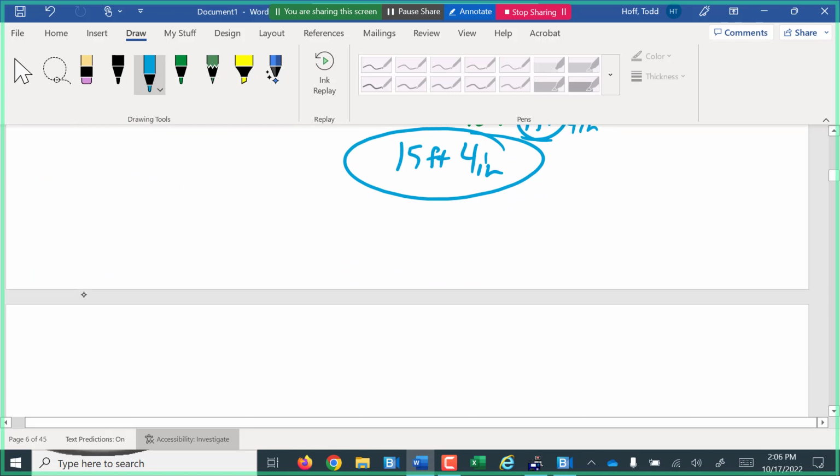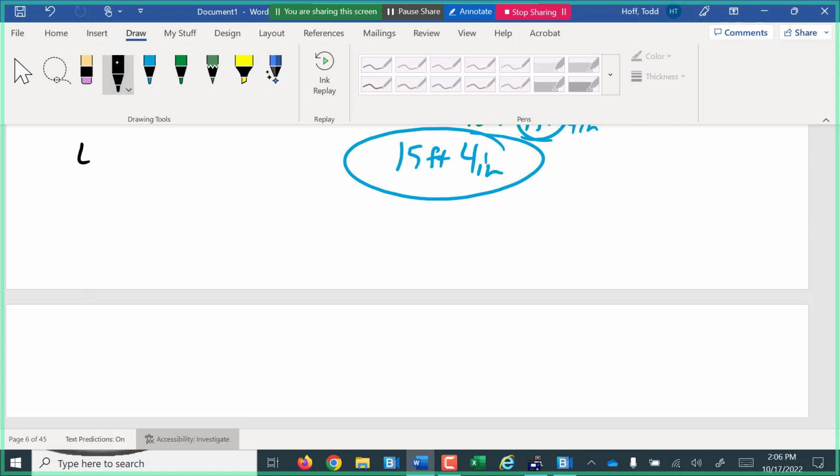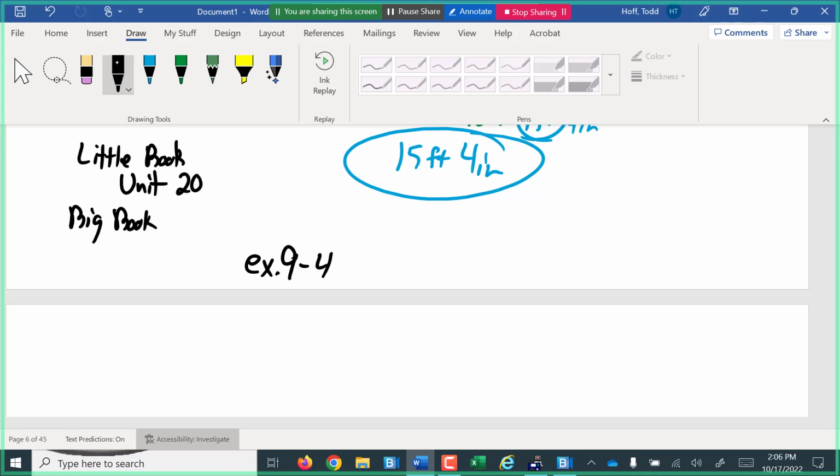Okay, so I'm going to give you guys some homework to work on here. In the little book, it is Unit 20. In the big book, it's exercise 9-4. I believe that's on page 266. But it is exercise 9-4.